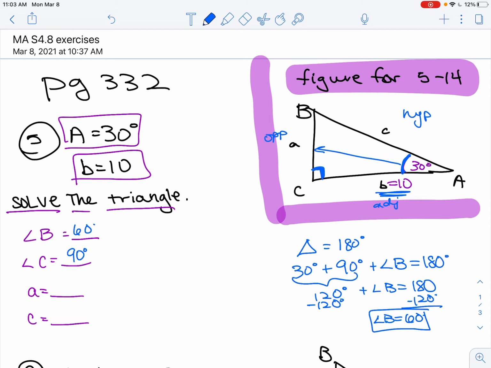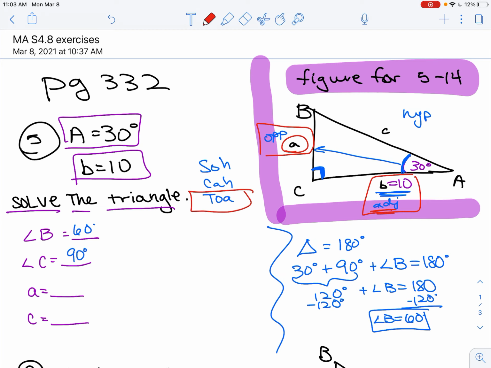Now we're going to find our 2 sides. And you might have guessed it, we're going to use our trig functions, or SOH CAH TOA, to find the other 2 sides. So it doesn't matter which one you find first. Let's just go ahead and decide we're going to use A. So I know if I'm looking for the opposite side and I'm given the adjacent side, the trig function that we can use for this is tangent.